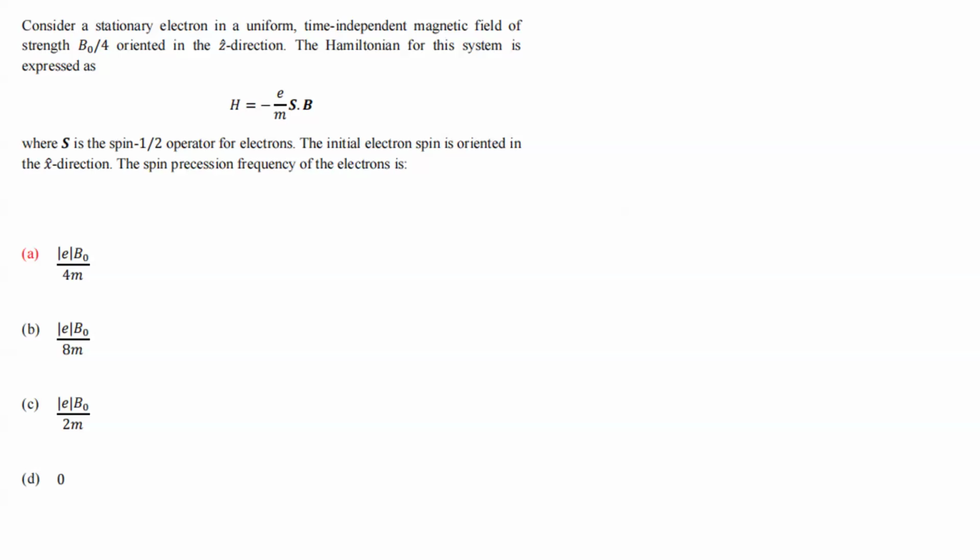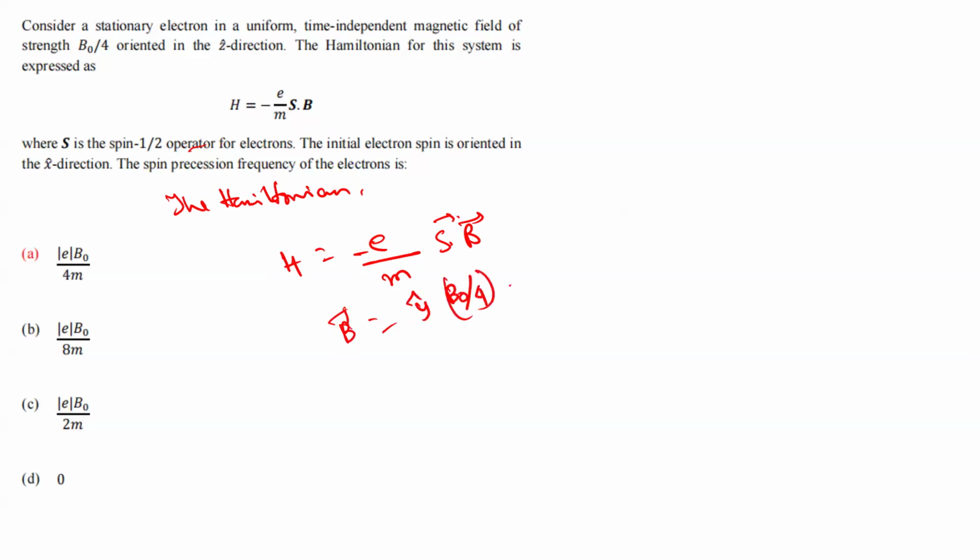So the Hamiltonian we have been given is H equal to e by m S dot B, where B we can write as y cap into V0 by 4, right?